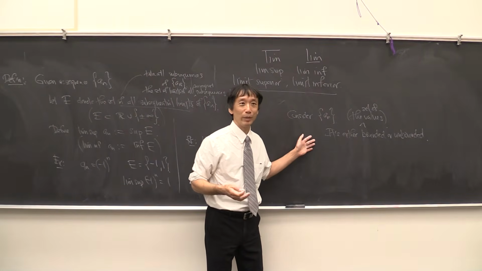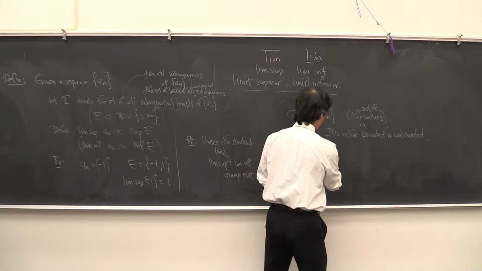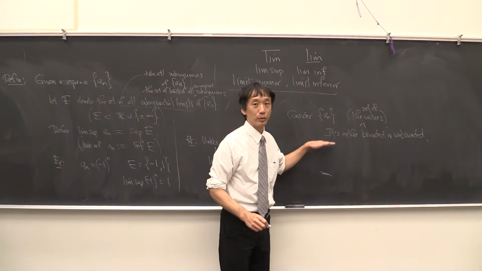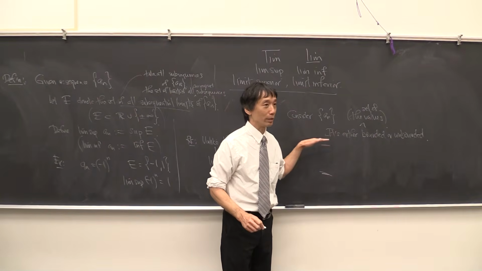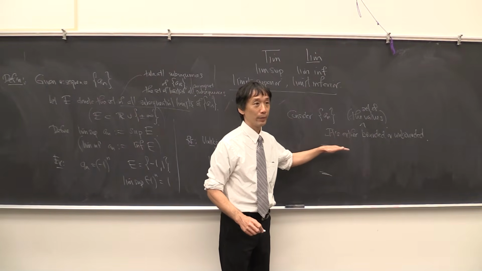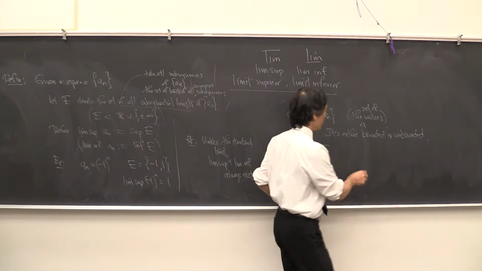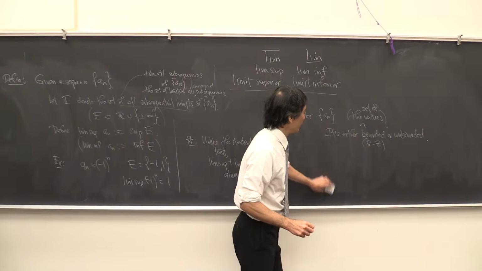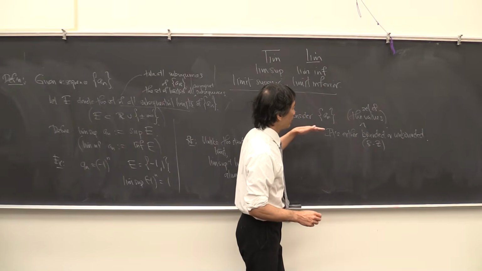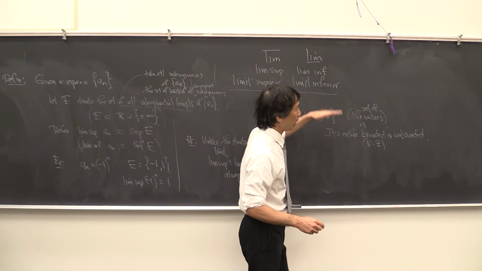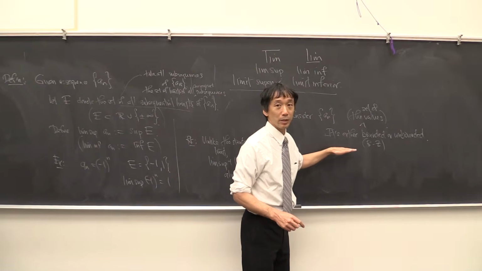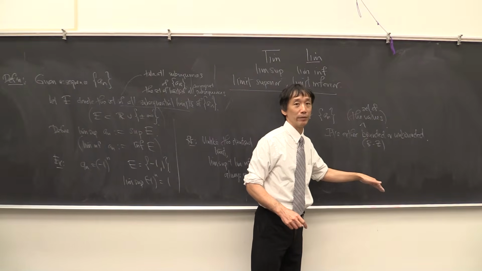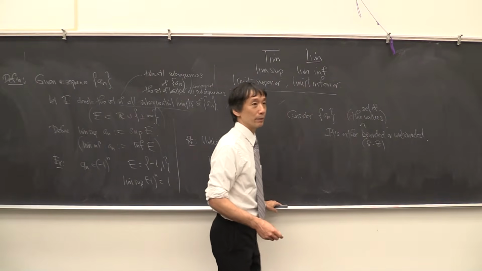Bolzano-Weierstrass, right? If it's bounded, that means your sequence is inside some compact set, so it's going to have a convergent subsequence. So Bolzano-Weierstrass does it for us. If it's unbounded above, you can create a sequence that goes to infinity. If it's unbounded below, you can create a sequence that goes to negative infinity. So that's it.